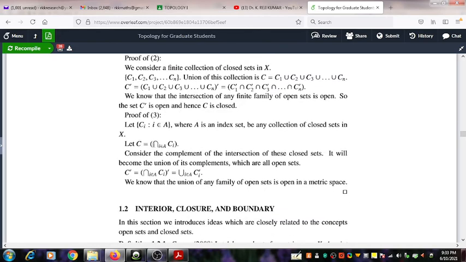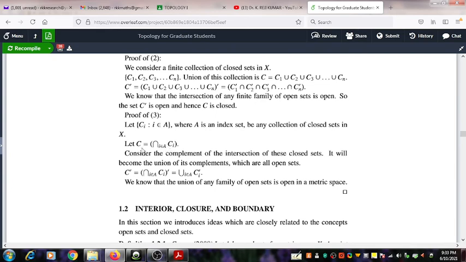Next, to prove the third statement, we consider an indexed set of closed sets. I is an index set that contains numbers 1, 2, 3, etc. up to infinity, and corresponding to those numbers, we take the closed sets C1, C2, C3, etc. up to infinity. After that we define the single set C as the intersection, where i varies in A, of Ci, that is, the intersection of all the Ci's.